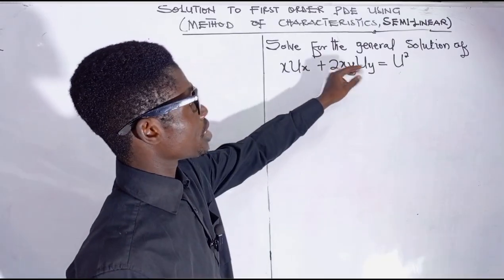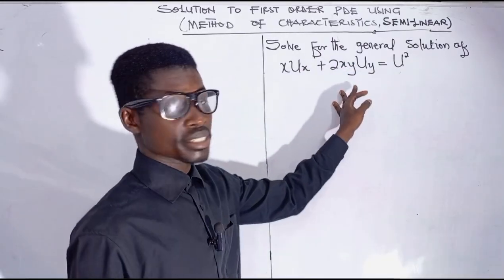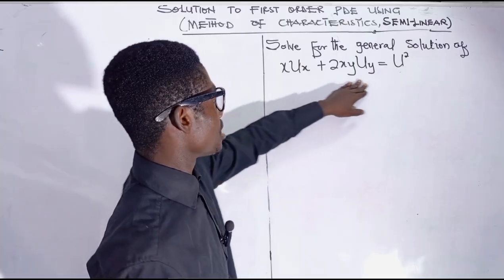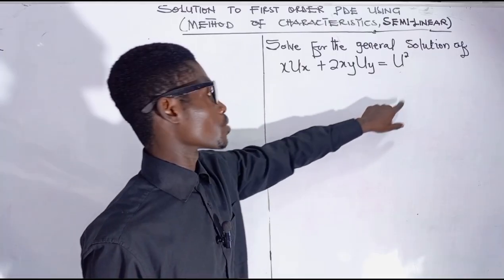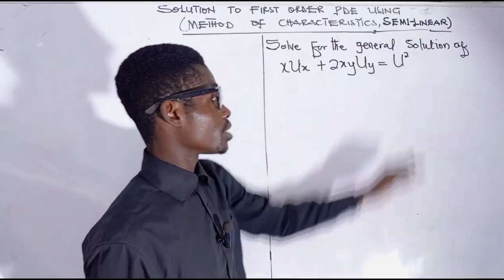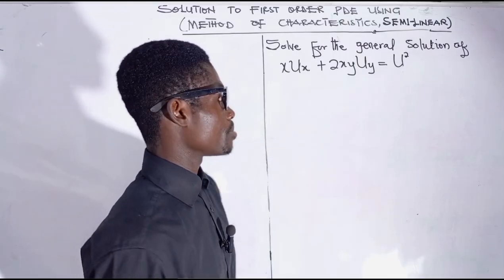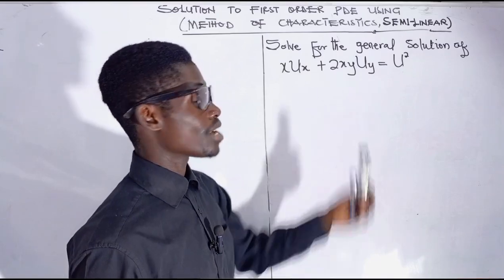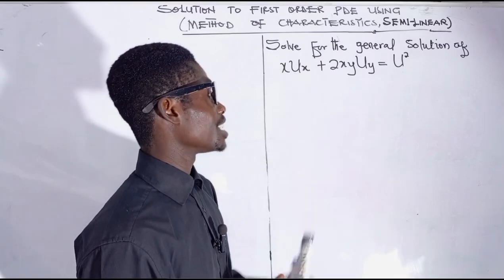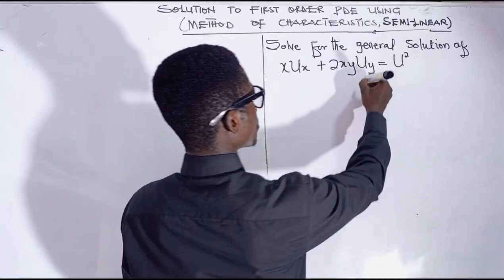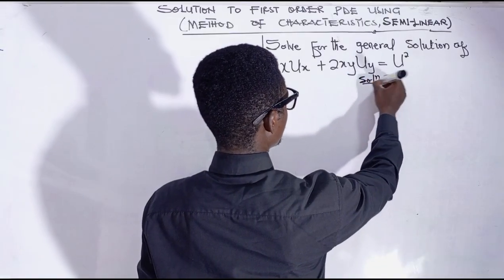We want to solve for the general solution of this semi-linear PDE. What makes this PDE semi-linear? The non-linearity is on the dependent variable u. So this is a semi-linear PDE, and we are going to make use of the method of characteristic equations to find the general solution. With this one, there is no initial condition given, so it is very, very easy for us. So let's have our solution.